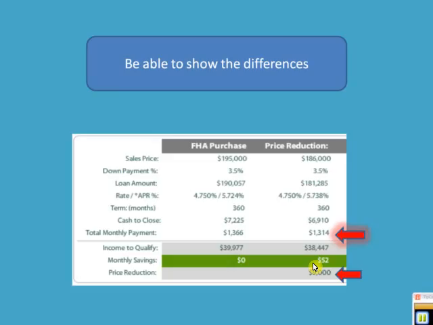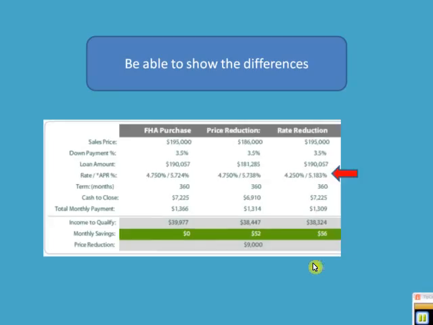then this is an easy sell to go a different direction, which is the rate reduction. So in the rate reduction, I say, okay, let's remarket the house. We want to leave it at the $195. And then we're going to buy the interest rate down for our potential buyer. So instead of the buyer getting an interest rate of 4.75, they get an interest rate of 4.25.